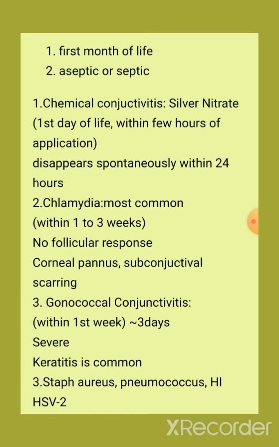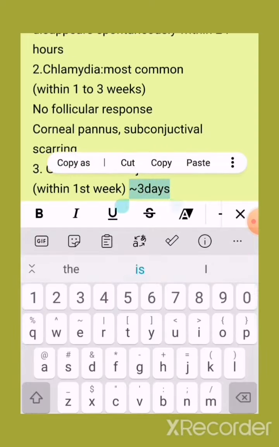So, how do we know what is the infective agent responsible for a case of ophthalmia neonatorum? If the onset is pretty rapid, if it is within the first week and most likely within the first 3 days, what would be your differential? What would be your most likely diagnosis? If the symptoms of conjunctivitis develop within the first week and normally within the first 3 days, then we say that the most common diagnosis is gonorrhea.